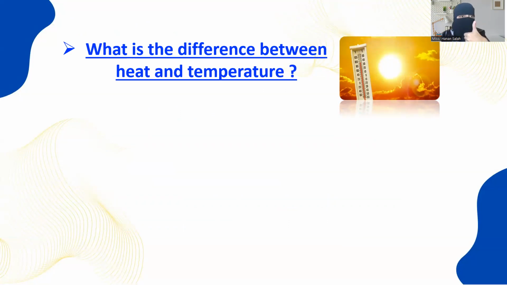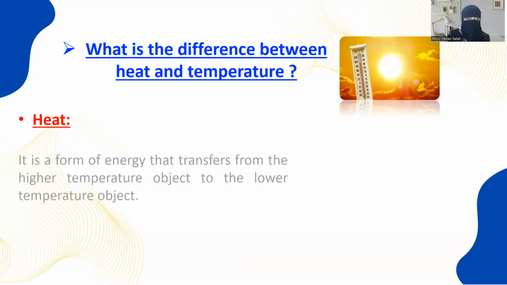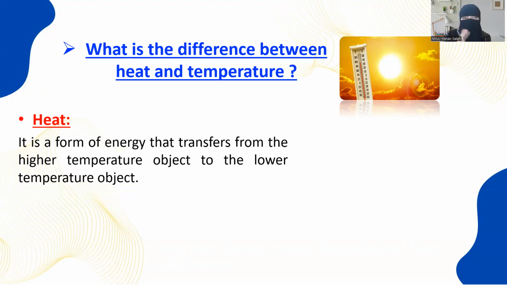Heat is a form of energy. It's a type of energy, like electric, chemical, or light energy. So heat is a form of energy, but it transfers from where to where? It transfers from higher temperature to lower temperature, from the higher temperature object to the lower temperature object.